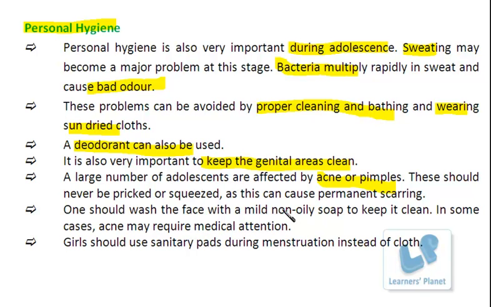When acne or pimples are generated, they should never be pricked away or squeezed. People generally do because they feel that they are affecting their appearance. But students, it should not be done. You know why? Because if this practice is followed, it can cause permanent scarring in that particular part. So, never prick or squeeze the pimple or the acne of your skin.